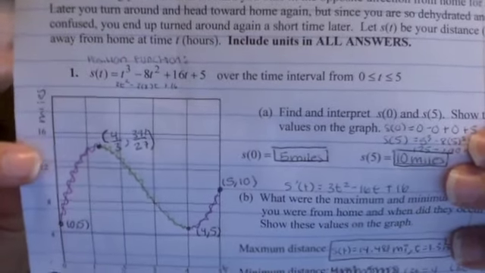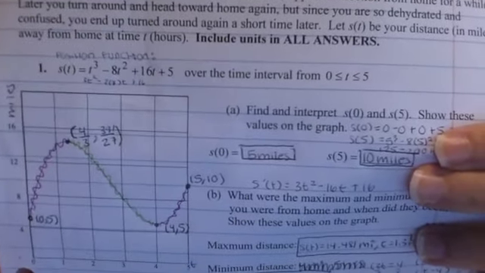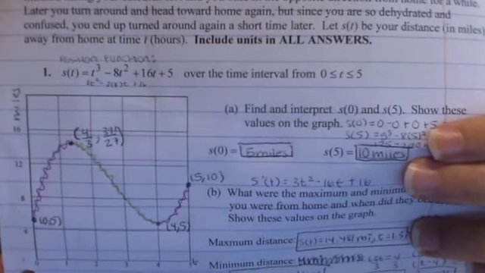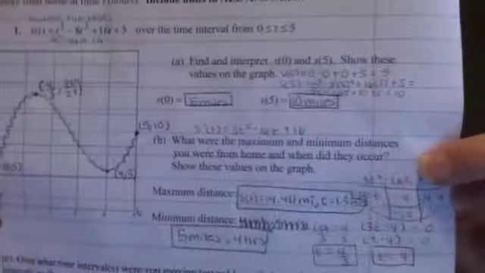So our initial equation is here. S of t equals t to the third minus 8t squared plus 16t plus 5. And this is the position function. So the position function shows motion over a period of time. Find and interpret S of 0 and S of 5. Show these values on the graph.